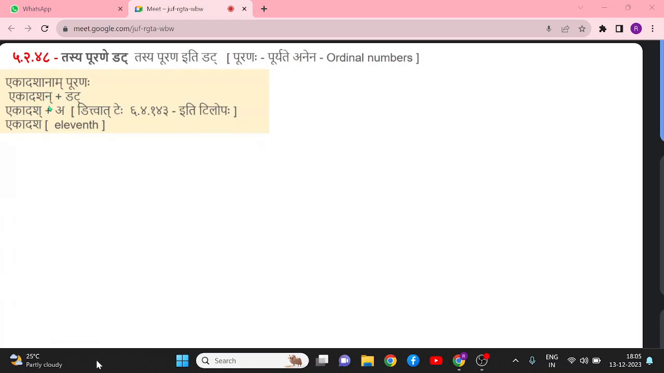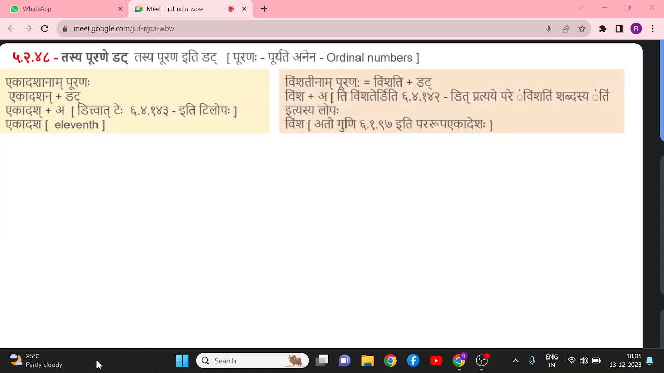So na gets knocked off, right? So Ekadasha plus Dat, da gets knocked off, only a remains. Okay. So Ekadasha also represents 11th. Same with Vimshati Tam Purana, if you want to say 20th. So Vimsha plus a lot of things happen here. Okay. Ti gets knocked off because of one sutra which says Vimshati Shabdasya Ti ityasya lopaha. So Vimshati Purana, Vimshati plus Dat, Ti gets knocked off and A gets added. So Vimsha. That goes to say Vimsha also represents 20th.